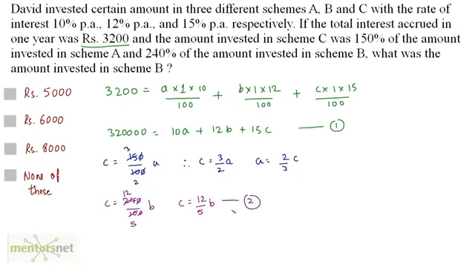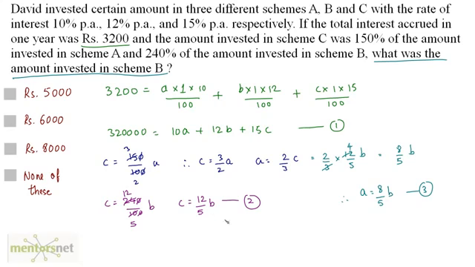Now putting the value of C in this equation, A equals 2 by 3 C, we get 2 by 3 times C, which is 12 by 5 B, so 12 by 5 B, right? So 3 times 4 is 12, so this is 8 by 5 B. So therefore A is equal to 8 by 5 B. This is equation 3. Now what you want is the amount that was invested in scheme B.